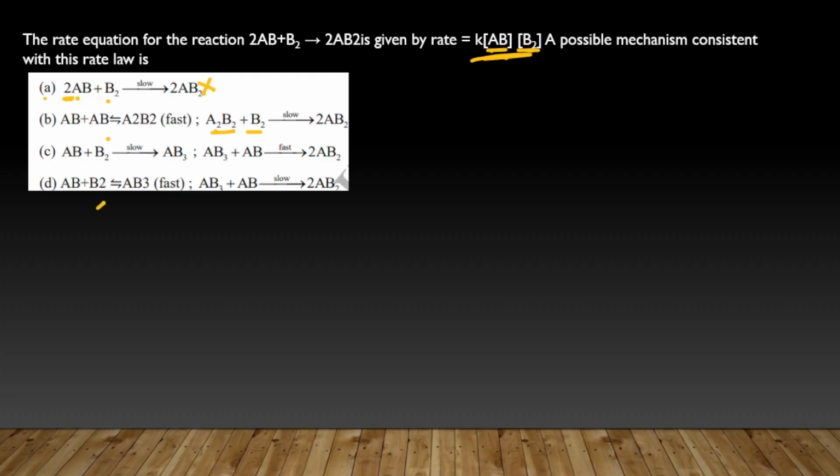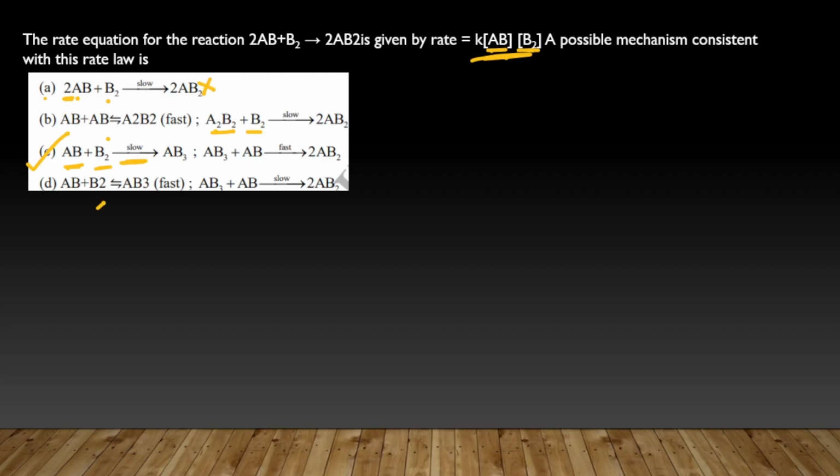Option C, if you see, the slowest step of the reaction is this one, and the terms involved are AB and B2. That means this is going to be the correct answer, because the rate of the reaction is dependent upon the slowest step involved in the given reaction. So C will be the correct answer in this case.